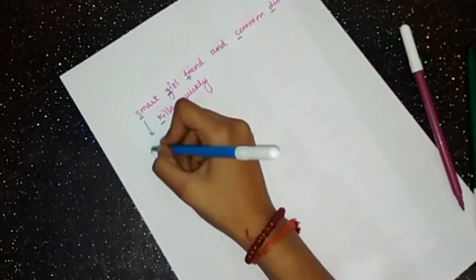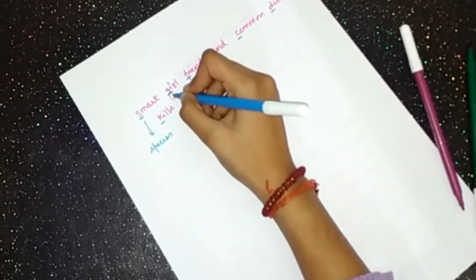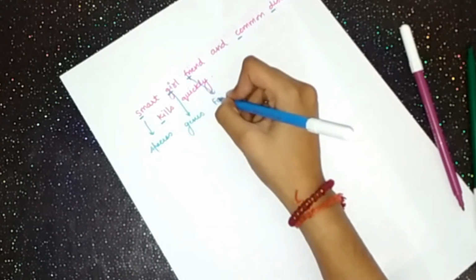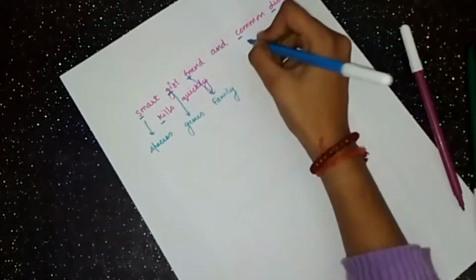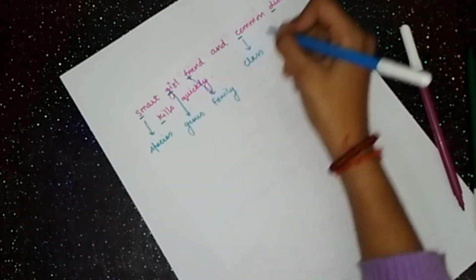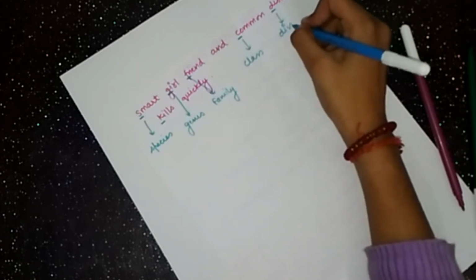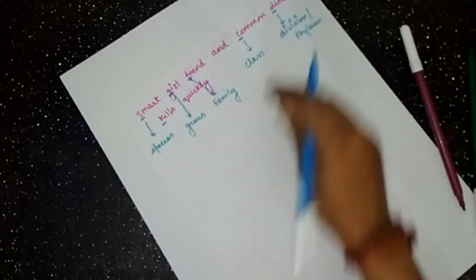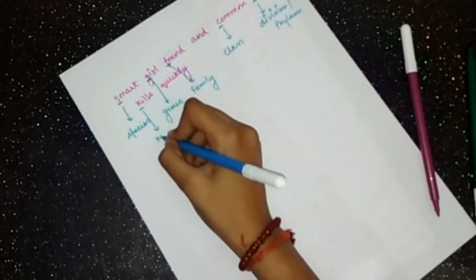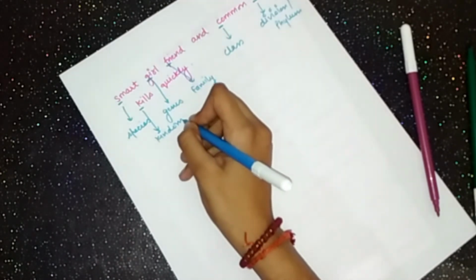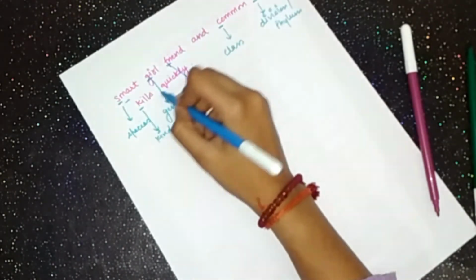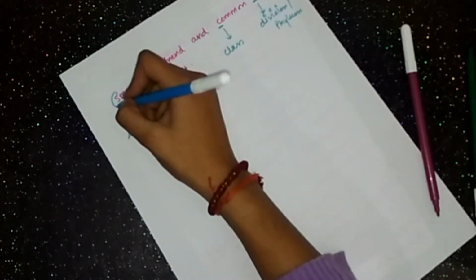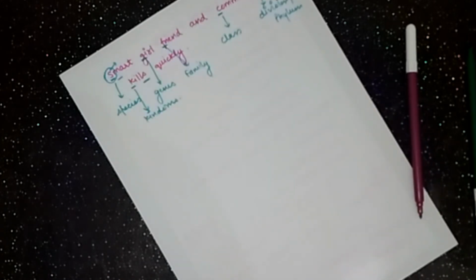S is for species, G for genus, F for family, C for class, D for division or you can say phylum, K for kingdom. When you go from lower to higher categories, you can see there is a decrease of characters. In species, characters are high.